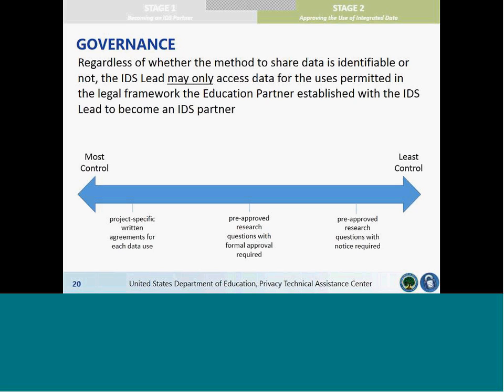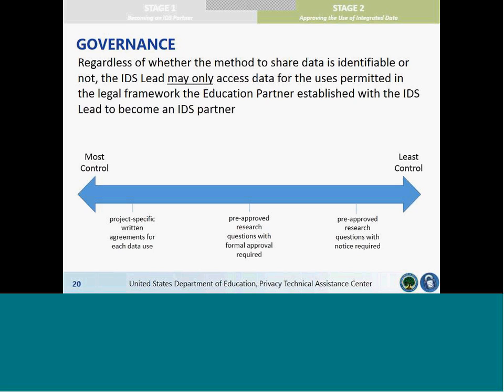The spectrum relating to most control would need to be project-specific written agreements for every single data use that the IDS lead is going to use the data for. On the other end, maybe a number of pre-approved research questions that are already drafted into the governance document, actually establishing what pre-approved permitted projects are already included in the governance. Or anywhere in between.